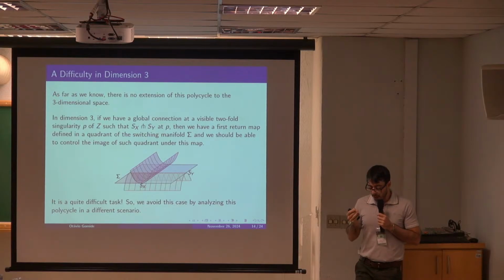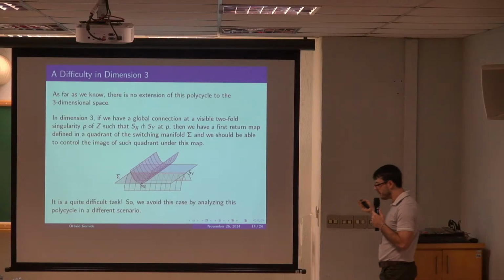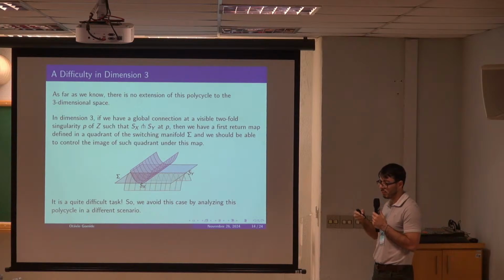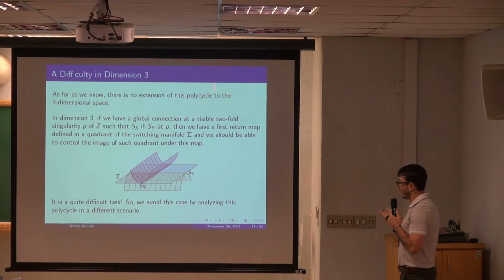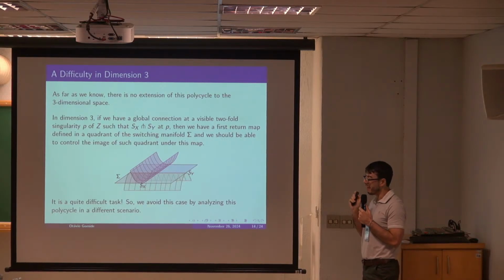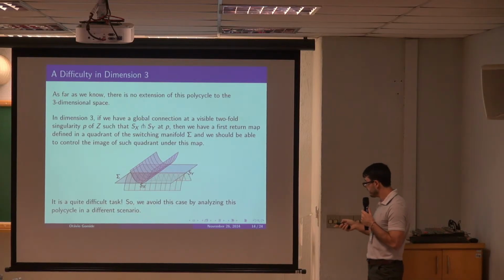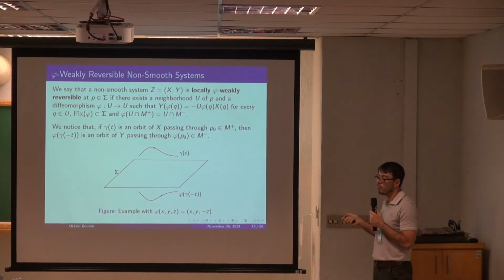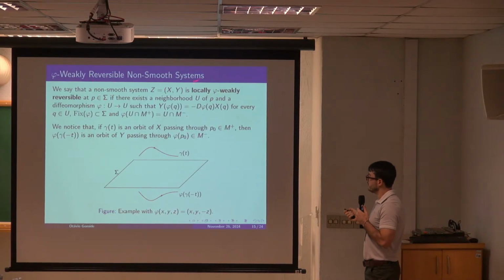In dimension 3, of course, the first thing that we can think when we talk about a hyperbolic twofold singularity is the case where the tangential sets are transverse at P. It is the generic case. But when we consider this kind of situation, we start to analyze this polycycle, this singularity, in a different scenario, which is the scenario of phi weakly reversible non-smooth systems. What is a phi weakly reversible non-smooth system?